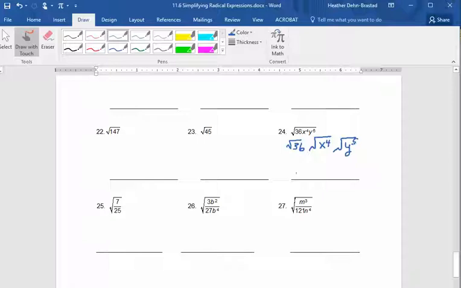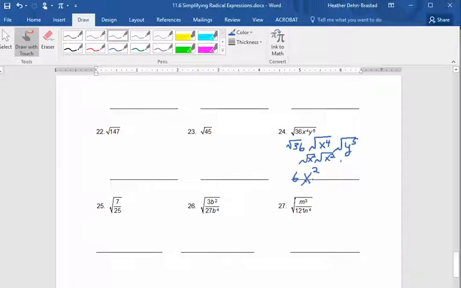Well, the square root of 36 is just 6. The square root of x to the 4th. Well, you could write that as the square root of x squared times the square root of x squared. Or you could say, well, it seems to be a pattern that if you have an even exponent and you take the square root of it, all you have to do is take half of that exponent. And that's true. So this is going to be 6x squared. Or you can break it into x squared times x squared, square root of both of those, and then the square root of x squared is x, and the square root of x squared is x. So we have x times x, which is x squared again.